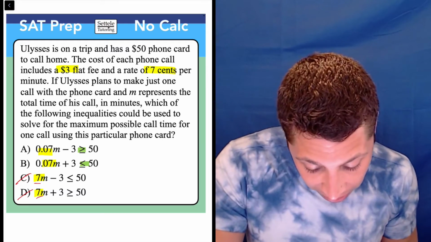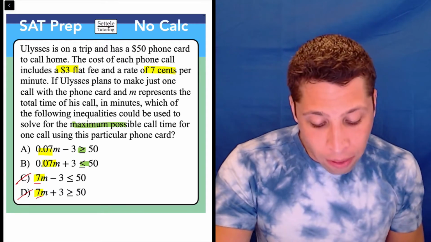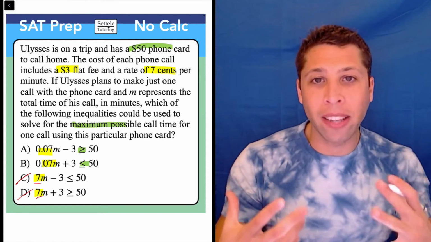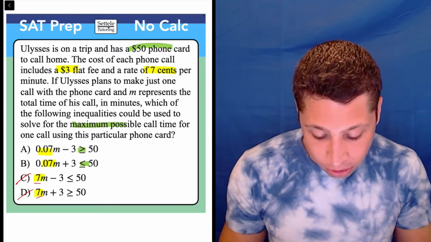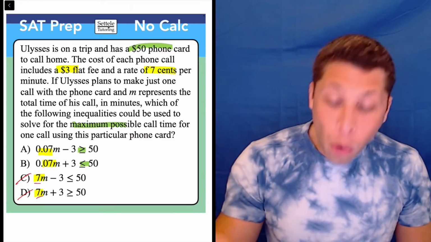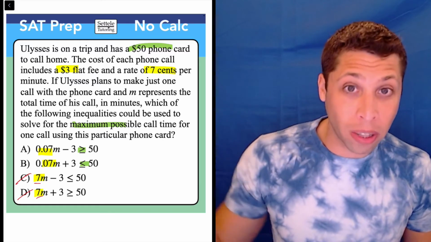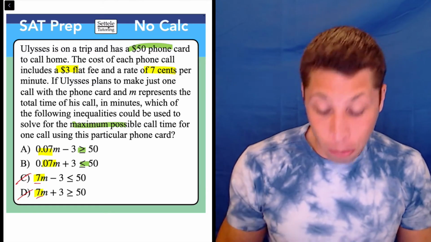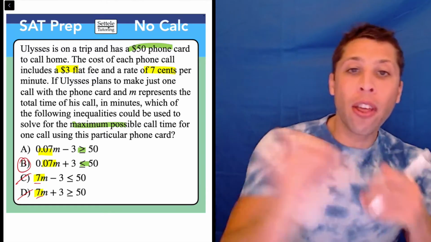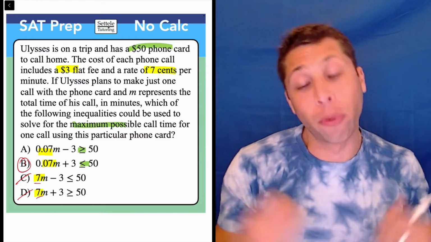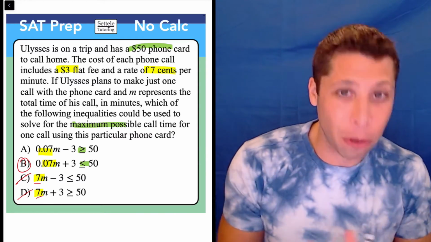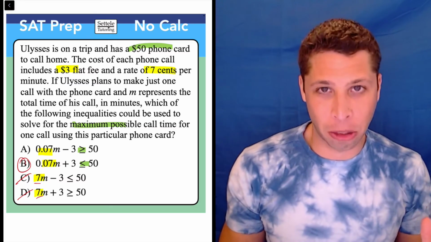Well, we're trying to find a maximum possible call time, and the $50 is the limit, right? So we can't spend more than $50. So whatever happens, our total cost, which is what the left side of the equation represents, has to be less than the $50 that's on the card, or technically less than or equal to, but there you go. We don't even need to care so much about that kind of stuff.